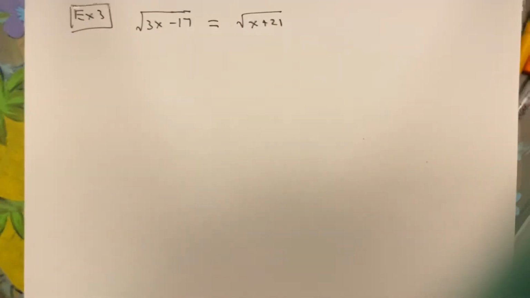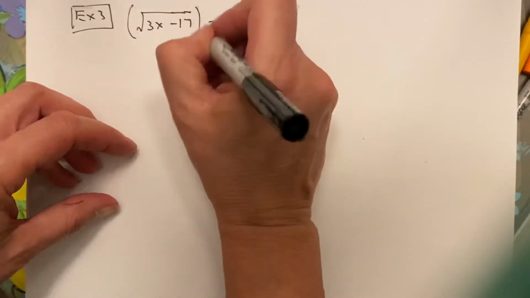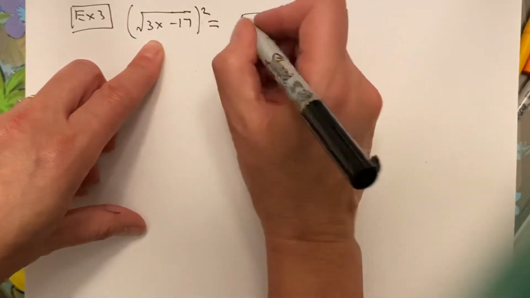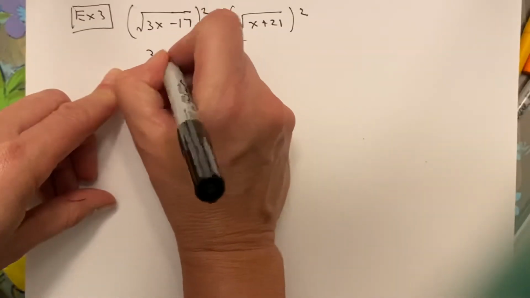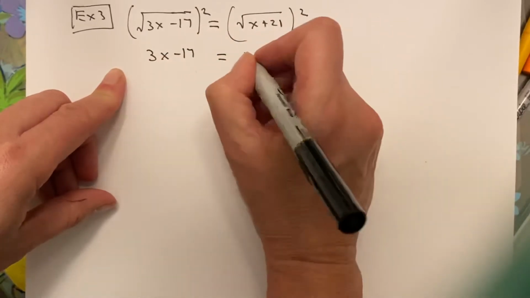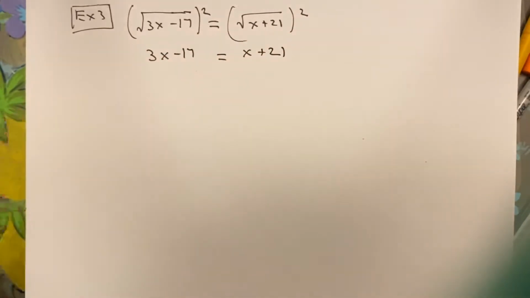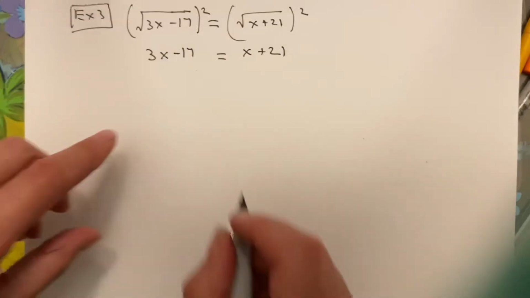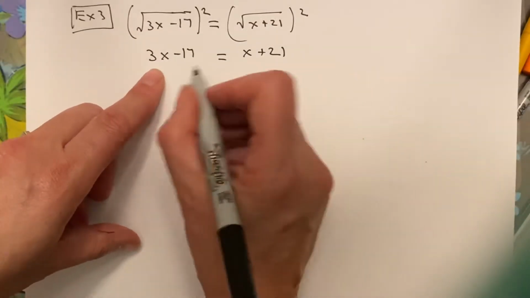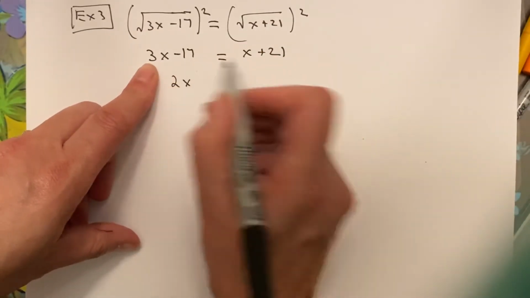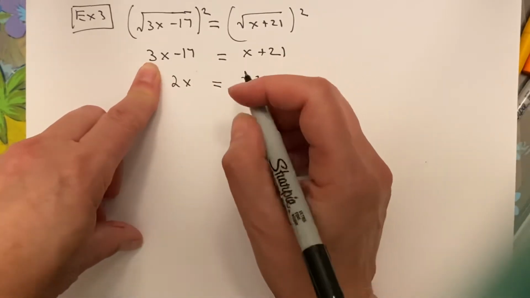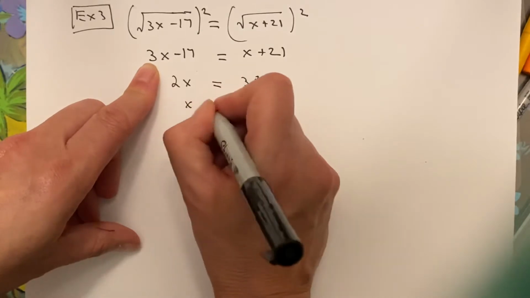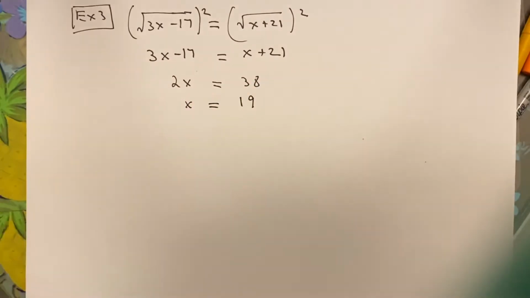This is great, because if I square this side and get rid of the square root, and square this side and get rid of the square root, I get left with 3x minus 17 equals x plus 21. It's then very easy to simplify and get x. I subtract x, I get 2x on this side, add 17 to the other side, I get 38. Divide both sides by 2, and I get x equals 19.